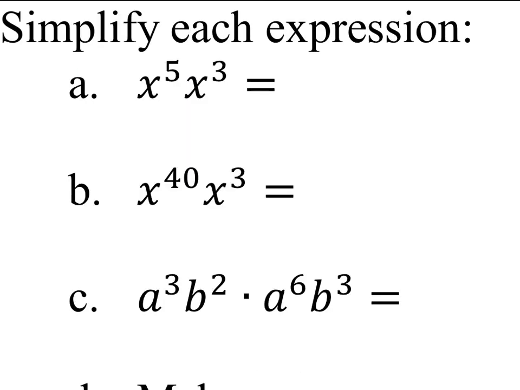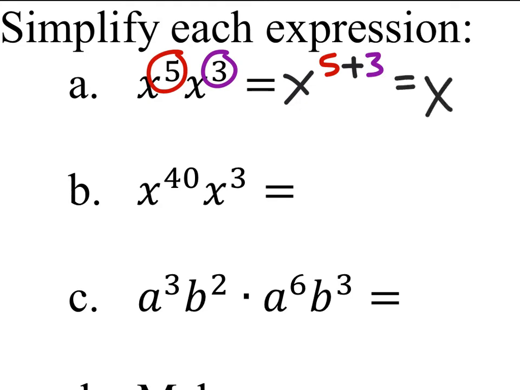So let's go ahead and simplify these, and we'll use the rule. Alright, so for this first one, we see that we have a base of x, but then we got this power of 5, and then this power of 3 right here. Since we're multiplying those two base x's, we'll just add the two exponents, and that gives us x to the power of 5 plus 3 is 8.